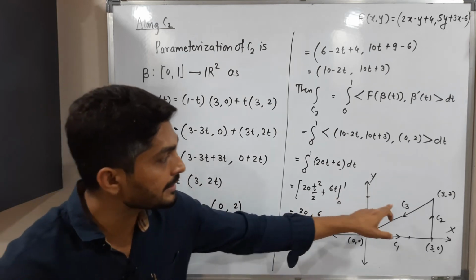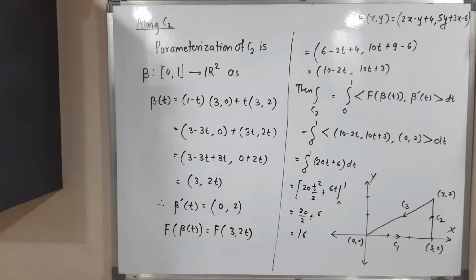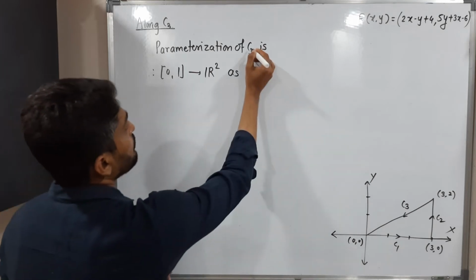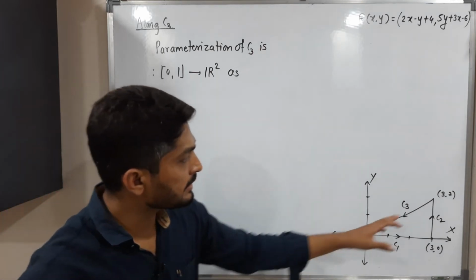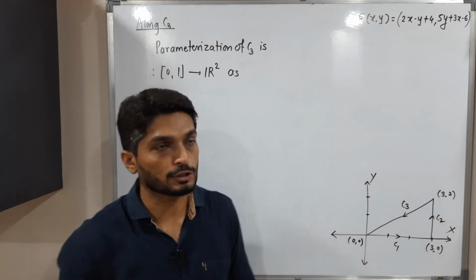So still C3 is remaining. So let us work on C3 now. Make a screenshot of it first, then I will go further. Okay, so let us find the line integral over C3. As you can see in this diagram, C3 is again a straight line. So we can apply the same technique to find its parameterization.